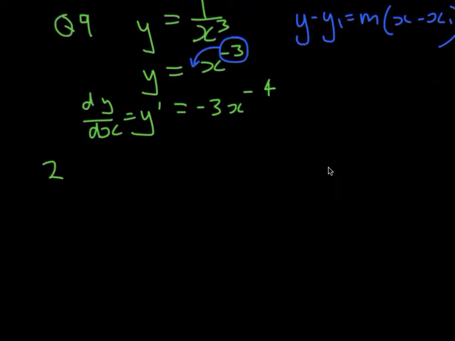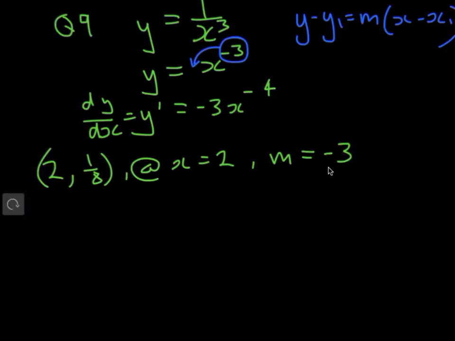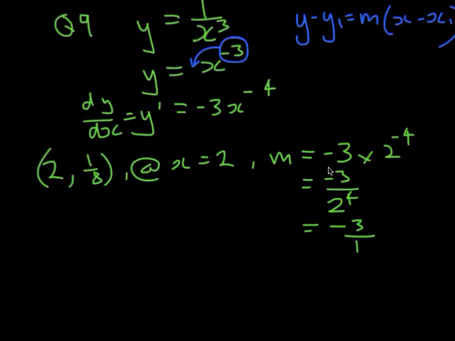So here's the point that we're very interested in, the point (2, 1/8), which means at x is equal to 2, the gradient is going to be equal to minus 3 times 2 to the power of minus 4. That'll equal minus 3 over 2 to the power of 4. And 2 to the power of 4 is 16, so we have a gradient of minus 3 over 16.